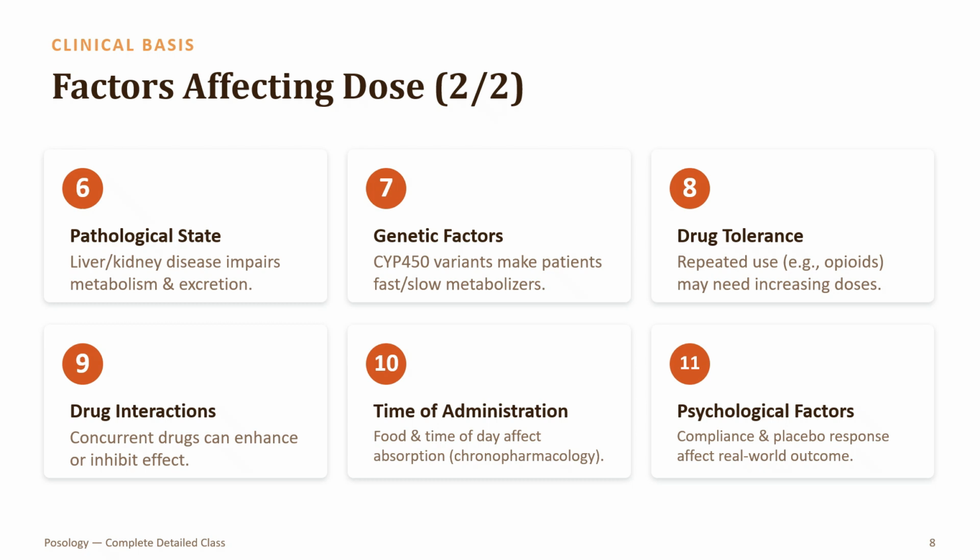Next is drug tolerance. Repeated use of certain drugs like opioids can cause the body to require an increasingly higher dose to achieve the same effect. Next is drug interaction. Concurrent use of other drugs can either enhance or inhibit the metabolism or effect, requiring dose adjustment.